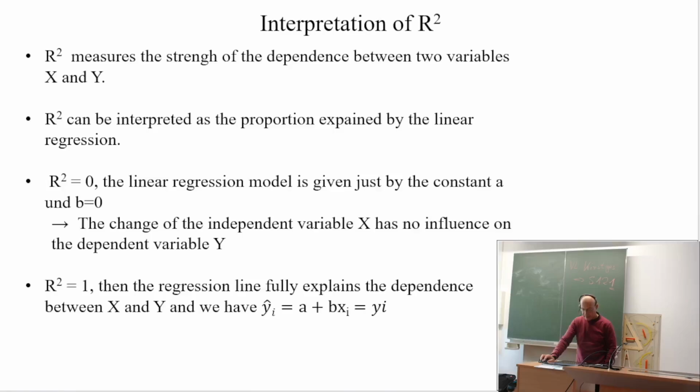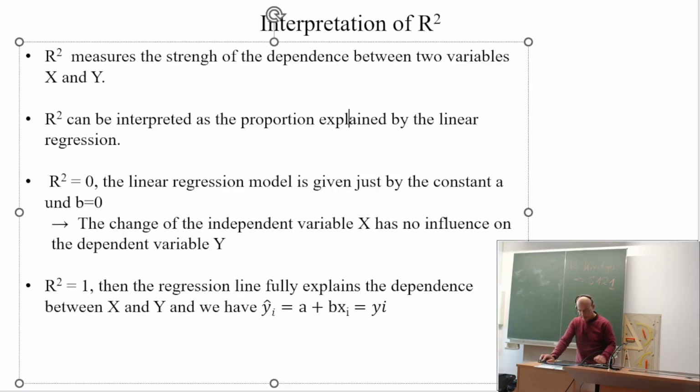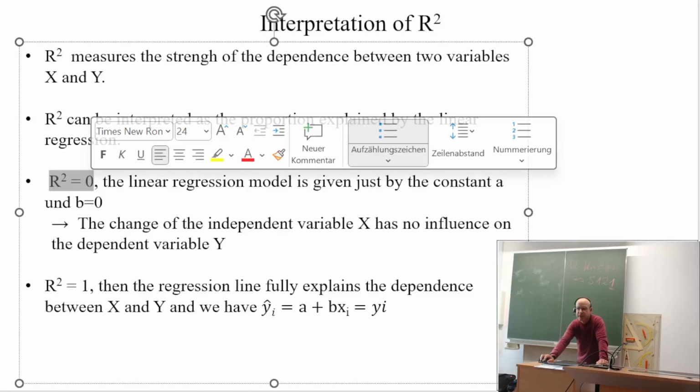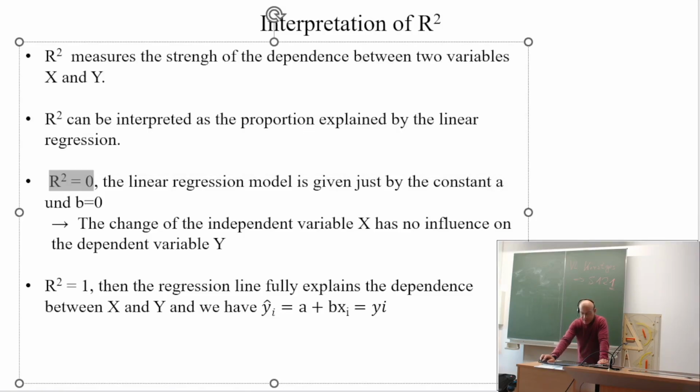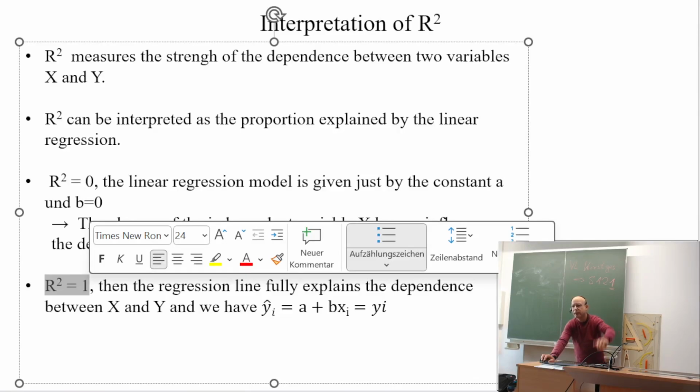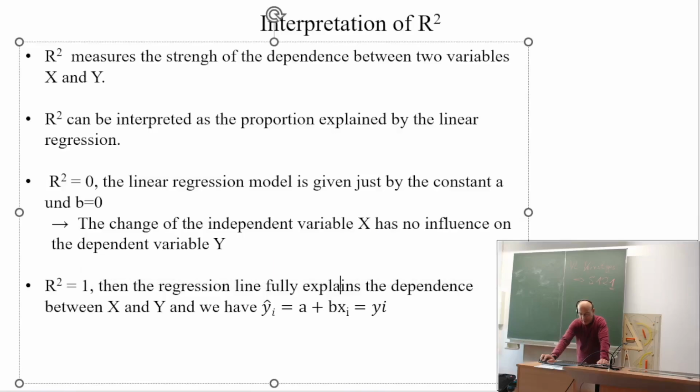So the proportion is then more or less the explanation part of our linear model. Well, if we have a coefficient of determination in the neighborhood of zero, then our data points are more or less a symmetrical cloud of data points, and there is almost no dependence between these two variables. And if we have an R squared in the neighborhood of one, then more or less our data points are lying on our linear line.